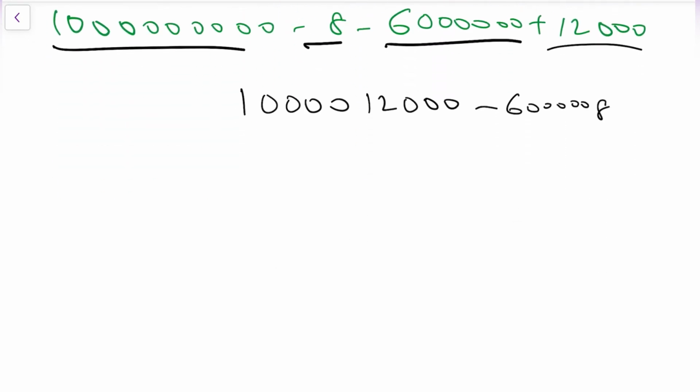Now if we do subtraction of these two, 1, 1, 2, 3, 4 zeros, 12 triple zeros, minus 6, 5 zeros, 8. So our final answer will be 994011992.